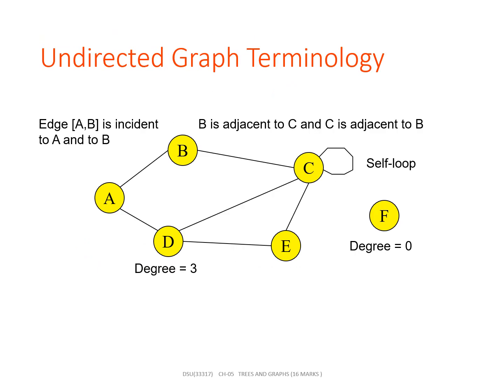Undirected graph terminology. Edge (A, B) is incident to A and to B. B is adjacent to C and C is adjacent to B. This is the self loop. And this vertex's degree is 0. The degree of this vertex is 0. The degree of D is 3 because these three edges are from this vertex.